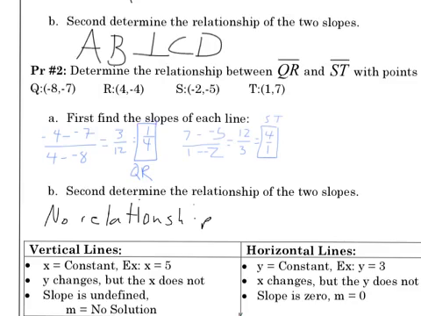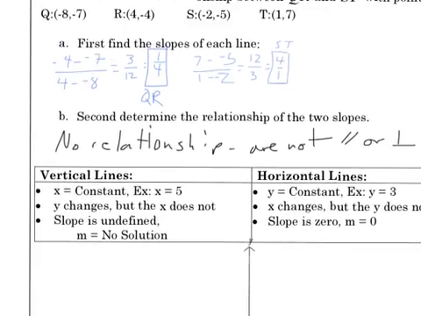Or we could say that they are not parallel or perpendicular, because they're not either one. So be on the lookout for that. You're going to find a lot where they're reciprocals, but they're not negative reciprocals, and they're trying to trick you.